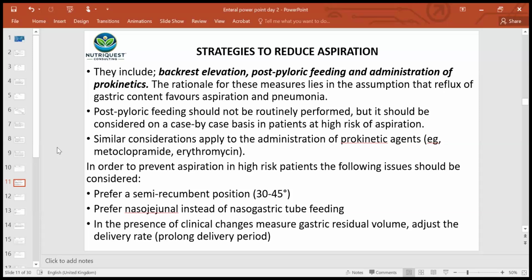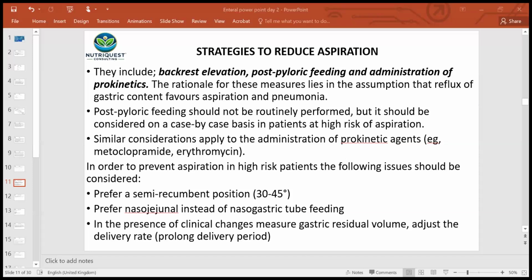Then post-pyloric feedings should not be routinely performed, but should be considered on a case-by-case basis. Similar considerations apply to the administration of prokinetic agents like metoclopramide and erythromycin. Remember, we learned that yesterday. So that one also can cause issues of aspiration. So you really need to be sure which is which.